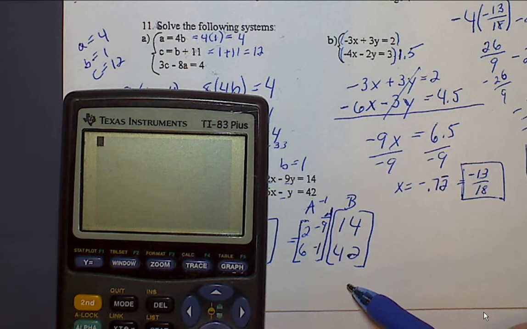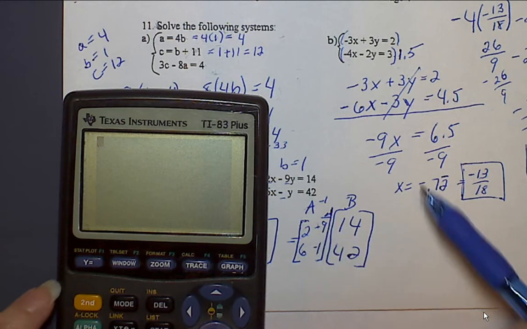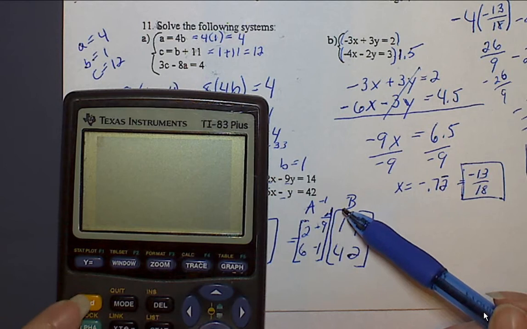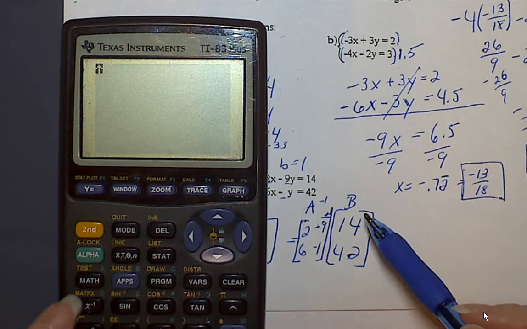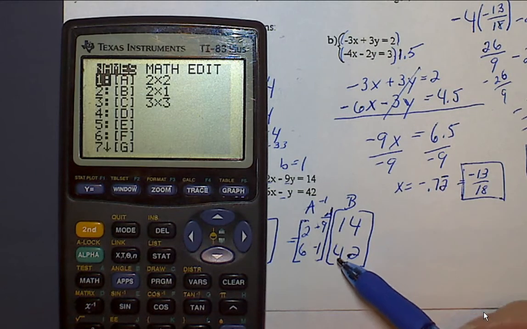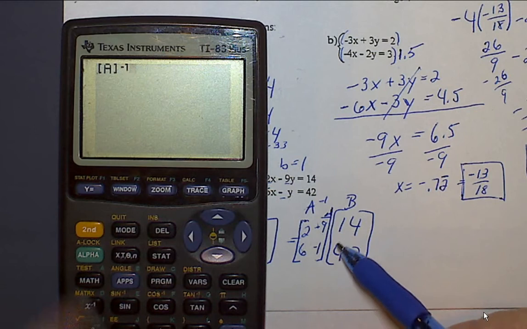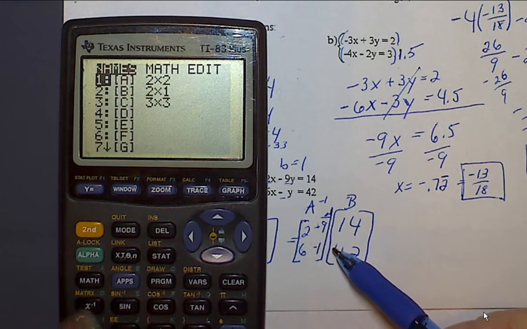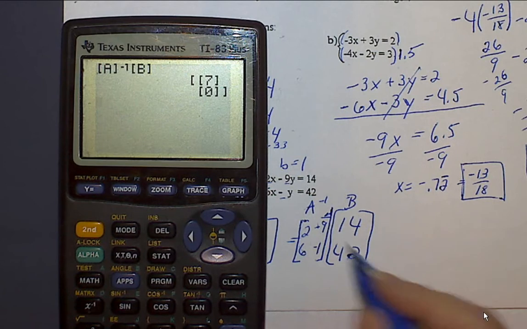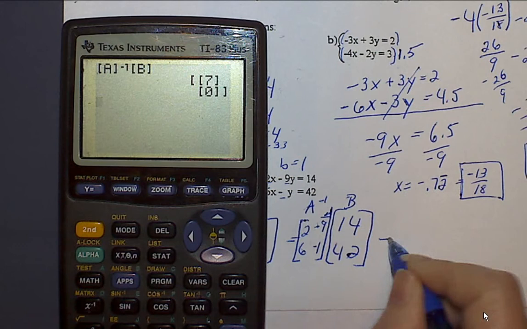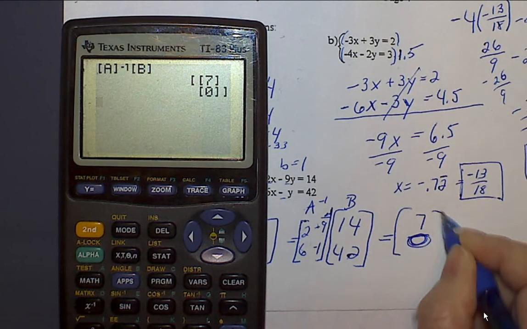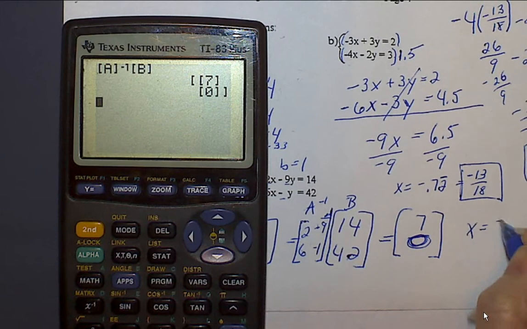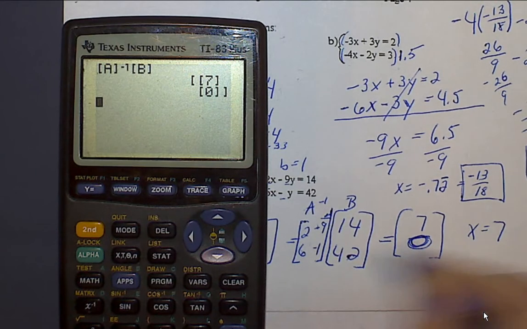Now I want to pull up matrix A. So how can I pull up matrix A? So I go second, and I'll push this up so you can see it. So second matrix A, inverse, and then I go second matrix B, so it's a 2, and that gives me the answer. So I have that equals 7, 0, and so that means that x equals 7 and your y equals 0.